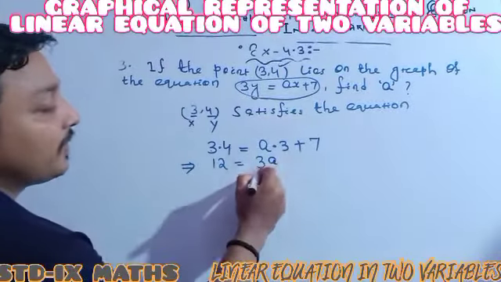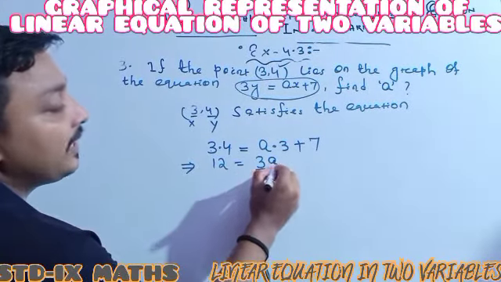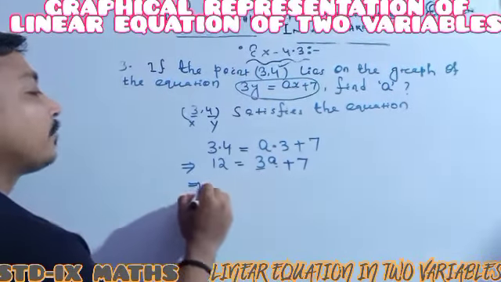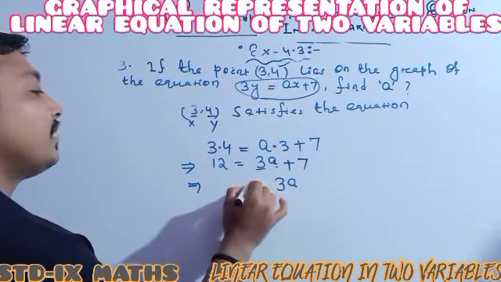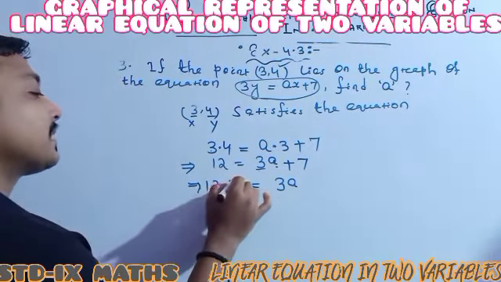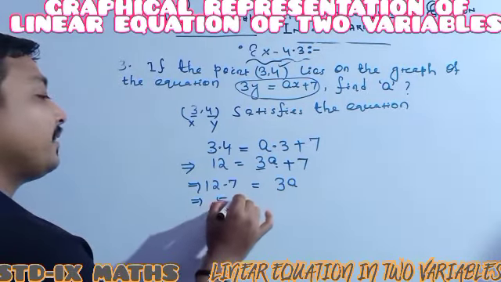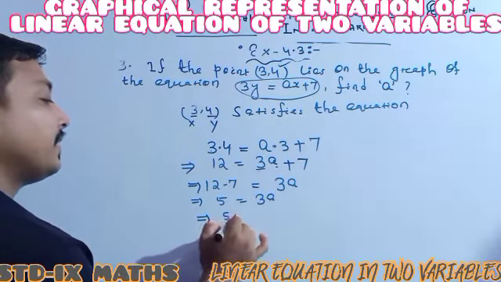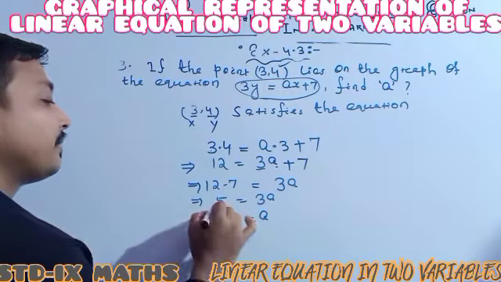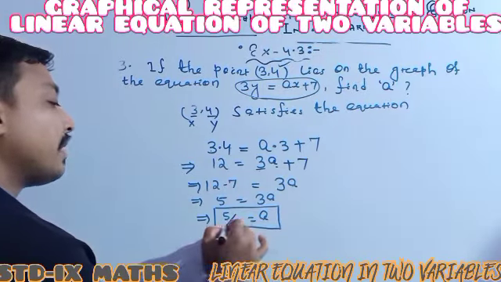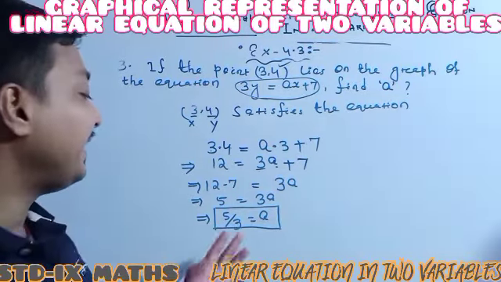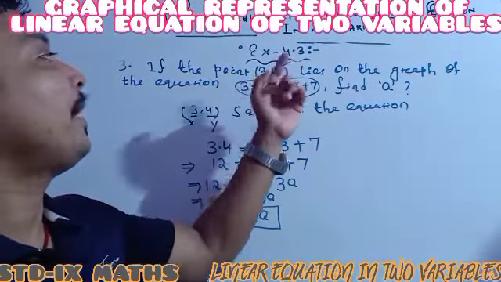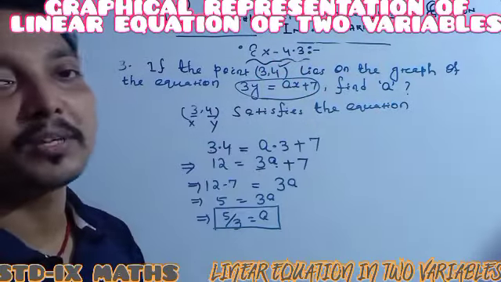Okay, it will be better to write 3a. First it is the numeral, then the variable, then 7. So how to find out a? Just see, a is equal to 12 minus 7. It implies 5 is equal to 3a, which implies 5 divided by 3 is equal to a. So it means we have already got the value a equal to 5 by 3, for which we can say that this is a point which lies on the graphical representation of this one.